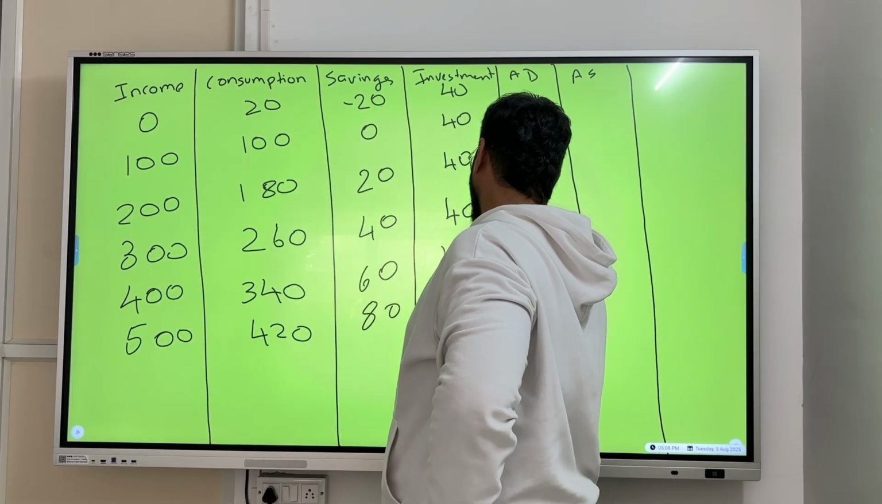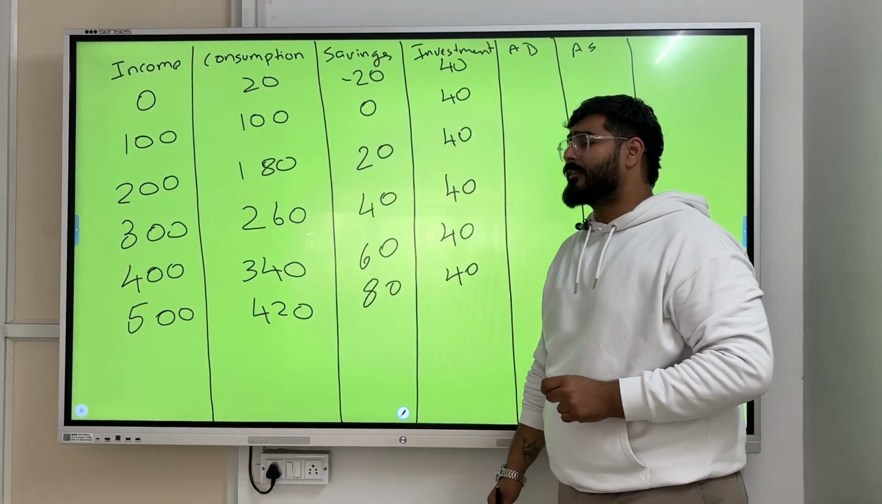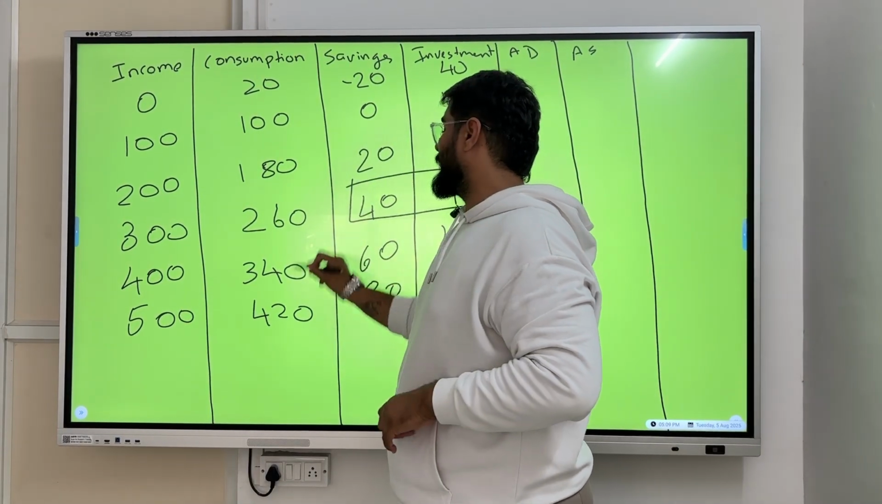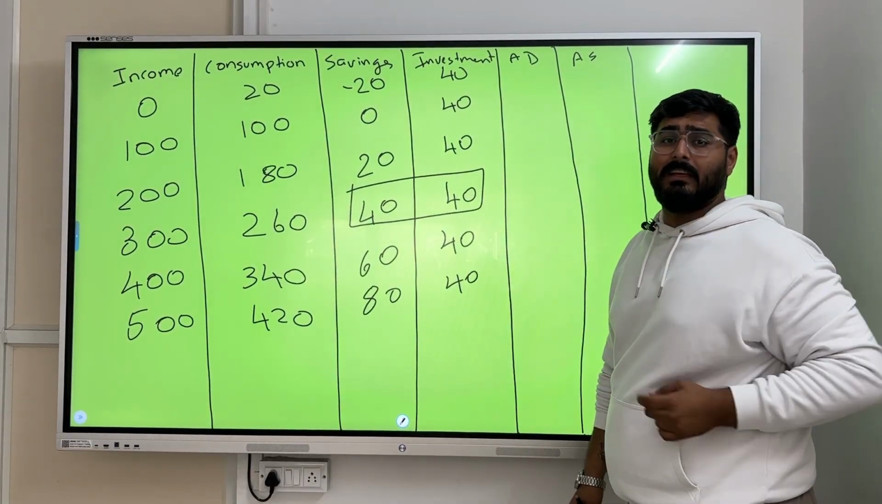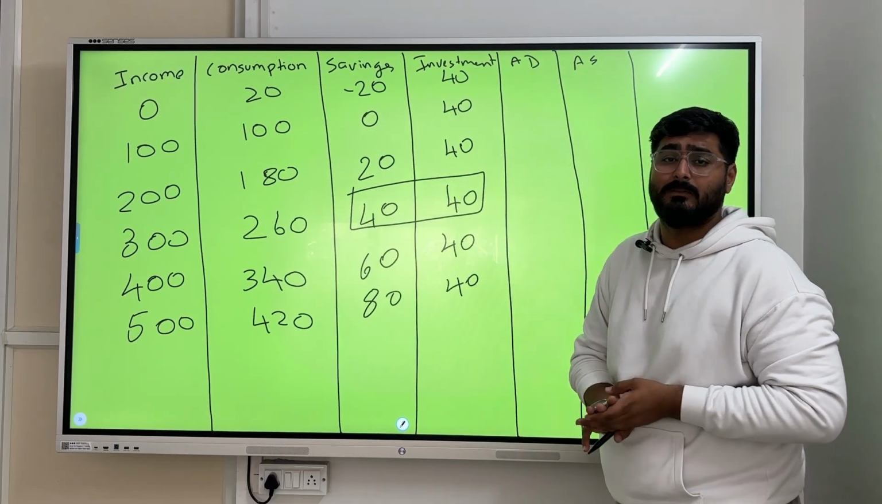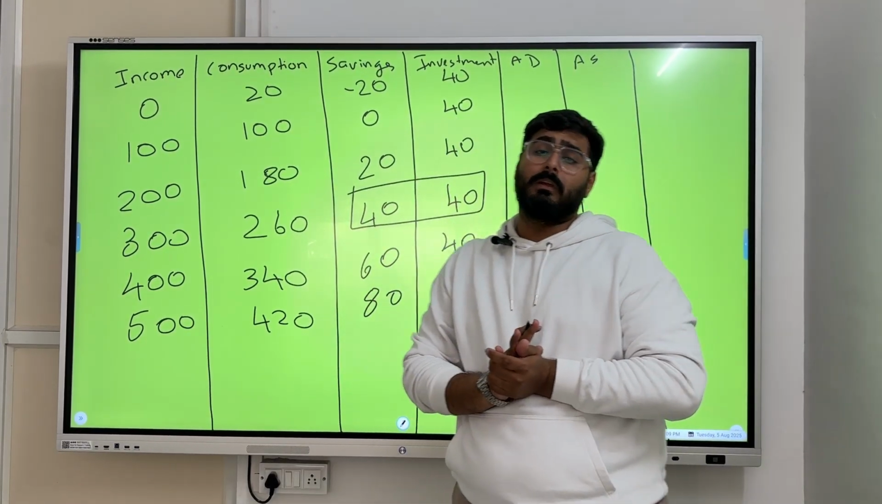So yes, my dear students, are we getting equilibrium anywhere? Yes, where my savings is equal to investment. Can I see savings and investment the same? Yes, over here 40 is my savings and 40 is my investment. So 300 is going to be my equilibrium level of income.